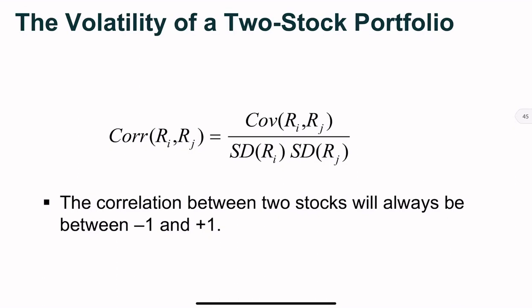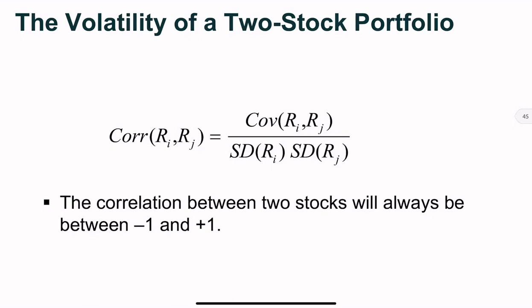Correlation also tells you how Ri and Rj are related to each other, right? So basically, if you get a positive correlation, then you would say that Ri and Rj tend to move in the same direction. And if you get a negative correlation, then you would know that they tend to move in the opposite direction. The nice thing about correlation compared with covariance is you can get any value from covariance.